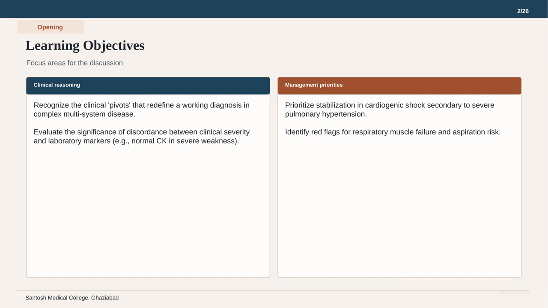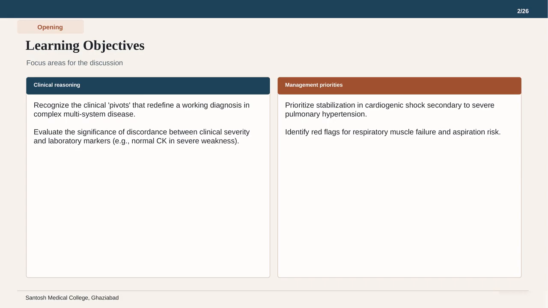On the right side of the slide, you will see our management priorities. We must prioritize stabilization in cases of cardiogenic shock, especially when it is secondary to severe pulmonary hypertension. Additionally, we will learn to identify critical red flags for respiratory muscle failure and aspiration risk. These goals will guide us as we navigate the complexities of our patient's journey.